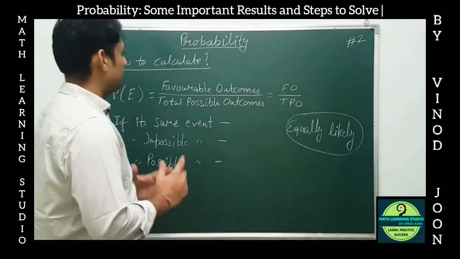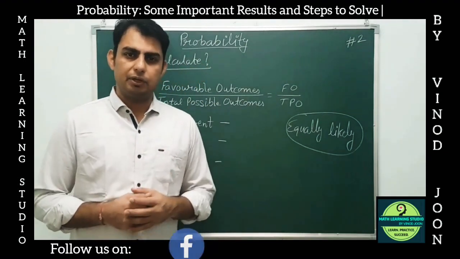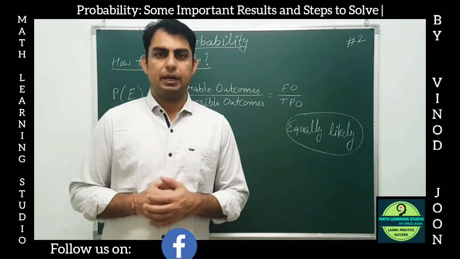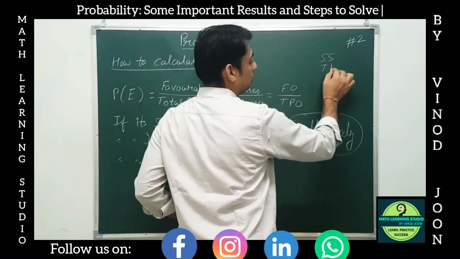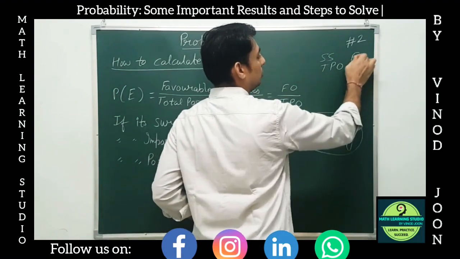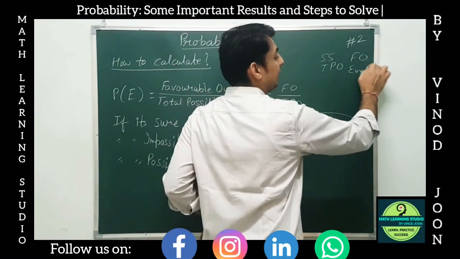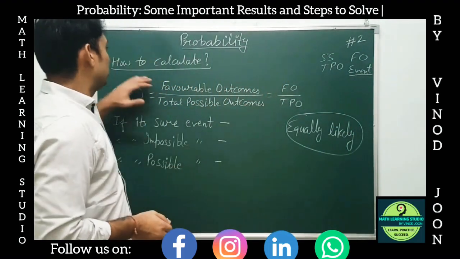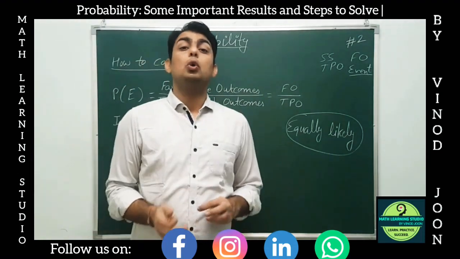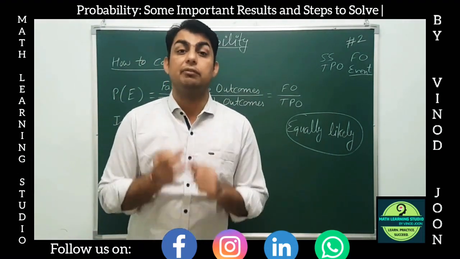We are discussing probability, and in the previous video we discussed some basic terms and their definitions with examples. We discussed the sample space, the total possible outcomes, and favorable outcomes. We also learned what we mean by an event and what the types of events are. Today we'll take it further and learn how to calculate the probability of any given event.